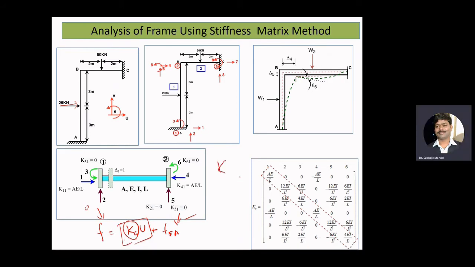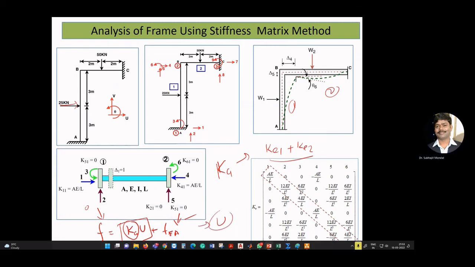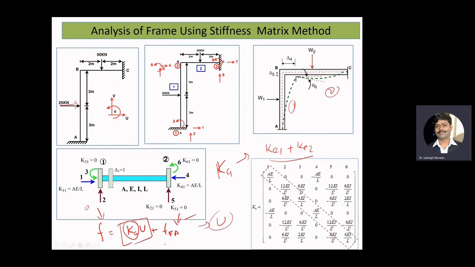K, the global K, we can find once you know how to find the stiffness matrix for an element. Okay, from there we can go for assembly of the two stiffness matrices. Here we have two elements, element 1 and element 2. Once you know how to assemble the two stiffness matrices, we can find the K. And the only unknown quantity is our Q. Okay.